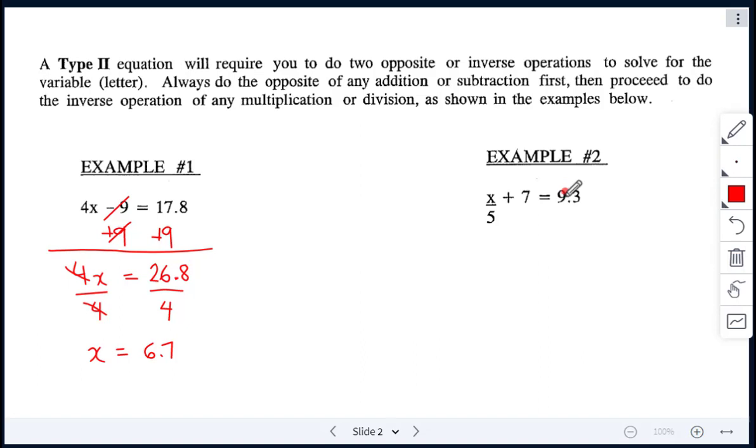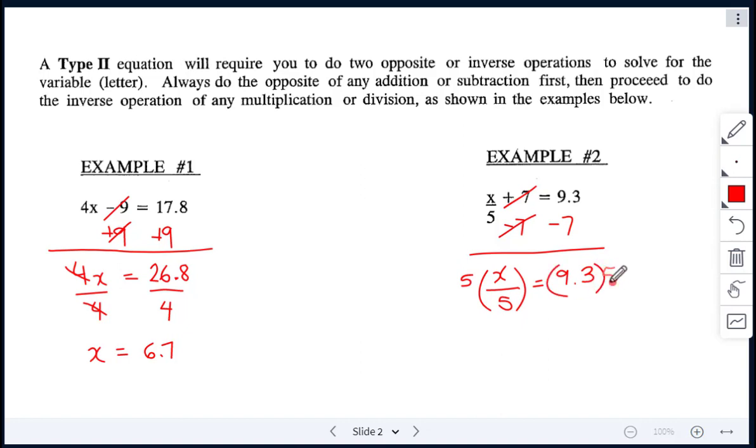Same rules apply. We still have to do the opposite of any addition or subtraction first. So we have plus 7 here, and the opposite of that is subtracting 7. So we're subtracting 7 on both sides of the equation, both sides of the equal sign. Plus 7 minus 7 cancels out. We're left with x over 5 equals 9.3. At this point, you can use cross multiplication, or you can just use algebra here. It's x divided by 5, so the opposite of that is to multiply by 5.